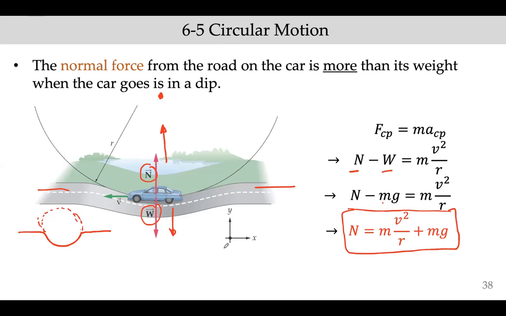If the car goes into a dip, so the car is going in, it's making a circular motion. In that case, the normal force is more than mg. It's mg plus this extra term that comes from the circular motion. So the effect of circular motion is this part.